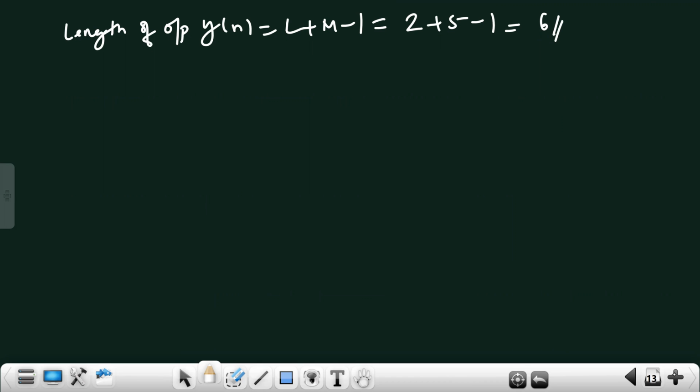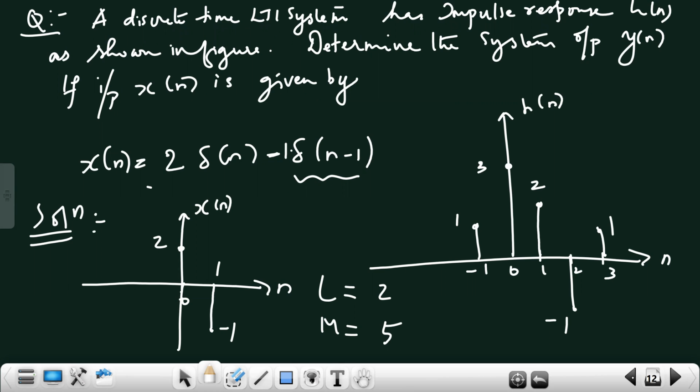Now what is N1 and N2? I told you N1 is the starting time instant of x of n and N2 is the starting time instant of h of n. So you have to observe x of n and h of n and tell me what is N1 and N2.